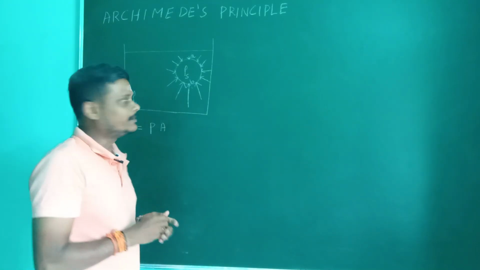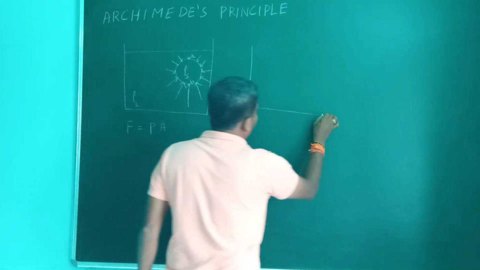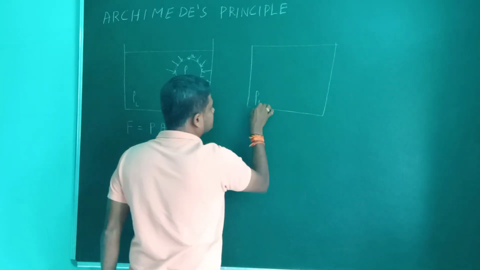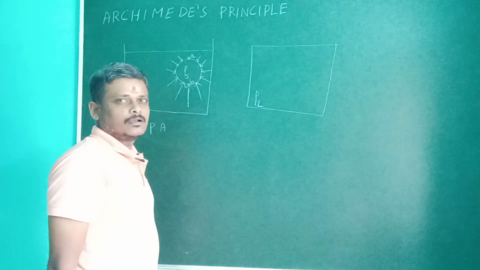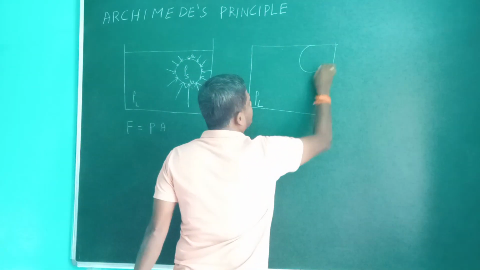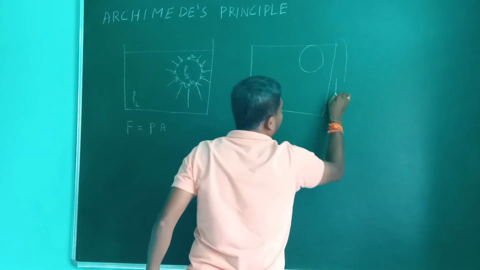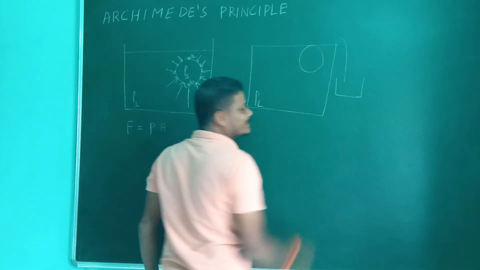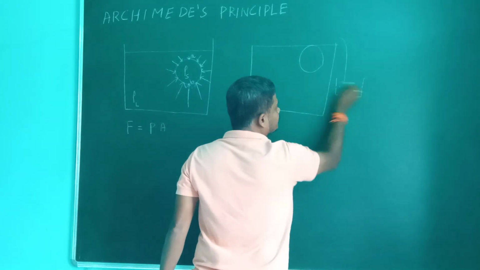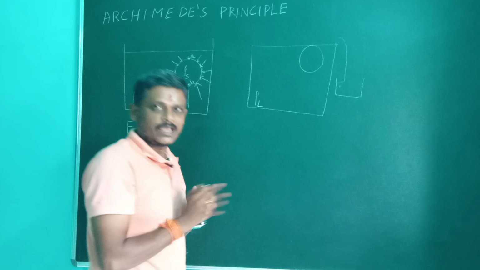Let us try to understand by taking another example. I am taking the same liquid of density rho L, but this time it is completely filled in the container. Now I dropped the same object. Because there is no space, that liquid will spill out, and that spilled liquid I collected in another container. This is the liquid I collected. Volume of this liquid displaced and volume of this solid body will be the same.